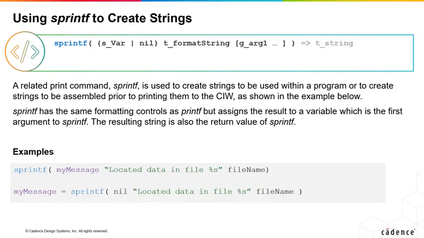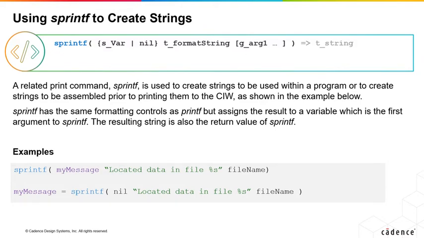Here we see the syntax for sprintf, where we need to supply either a variable or nil. If we supply nil, there's still a return value from sprintf that can be assigned to a variable. But we can also just put the variable as the first argument. Then we have the format string, which is the same as the printf command we just examined on the previous slide. And then we have the argument list of the different variables and values that we want to print.